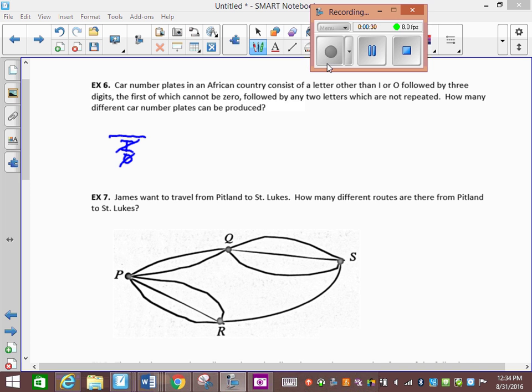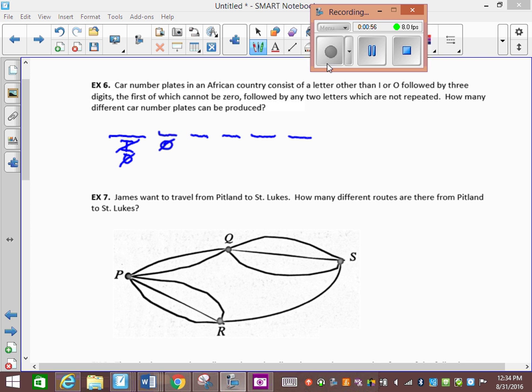Followed by 3 digits. Digits are numbers. 3 different digits. The first can't be 0, so I'm going to go 0 and cross it. The first can't be 0. And then it's followed by any 2 letters which are not repeated. So these 2 letters at the end are not repeated. They have nothing to do with the first 2, okay?